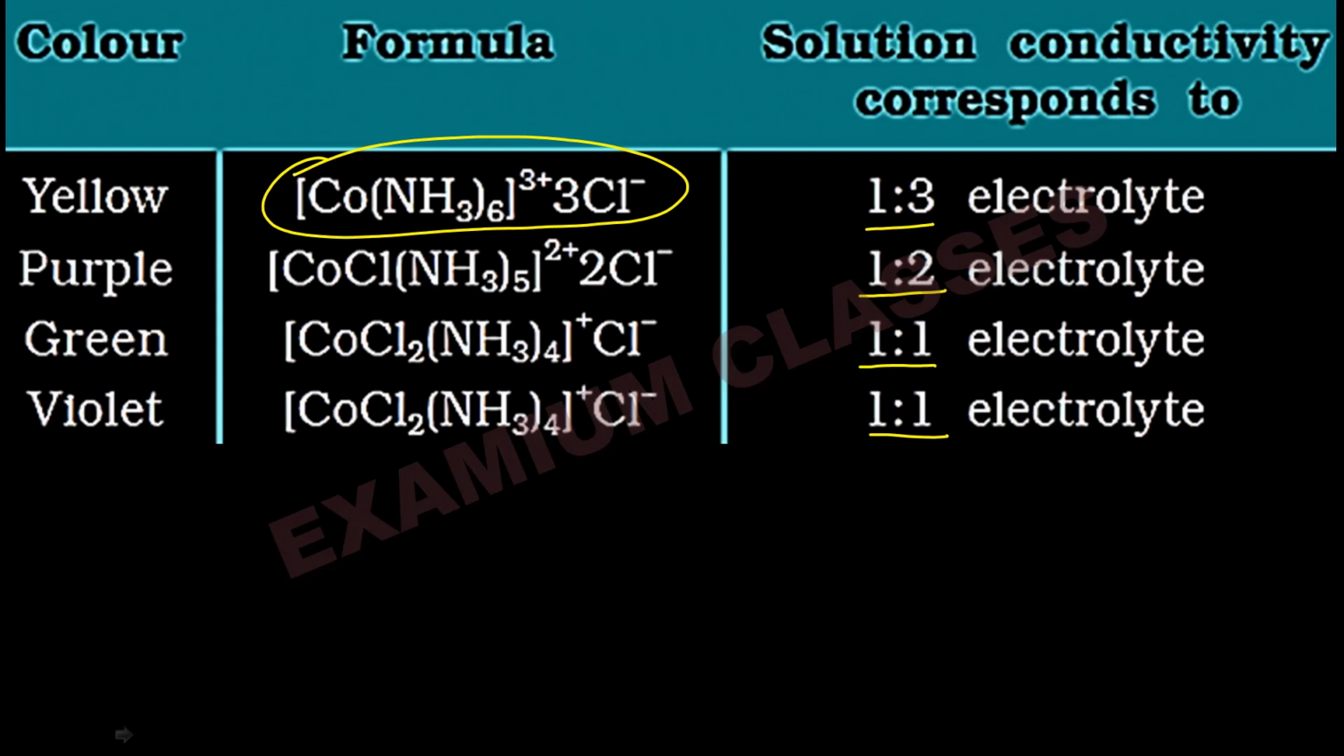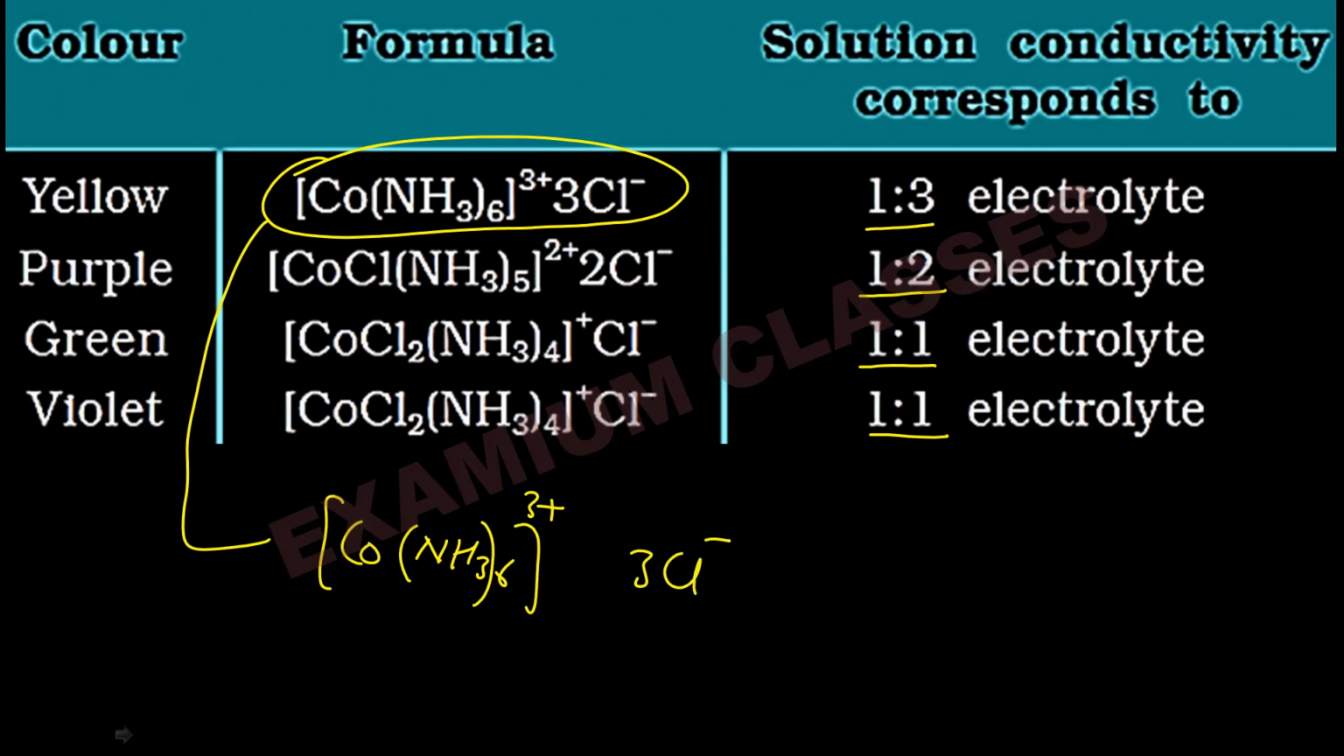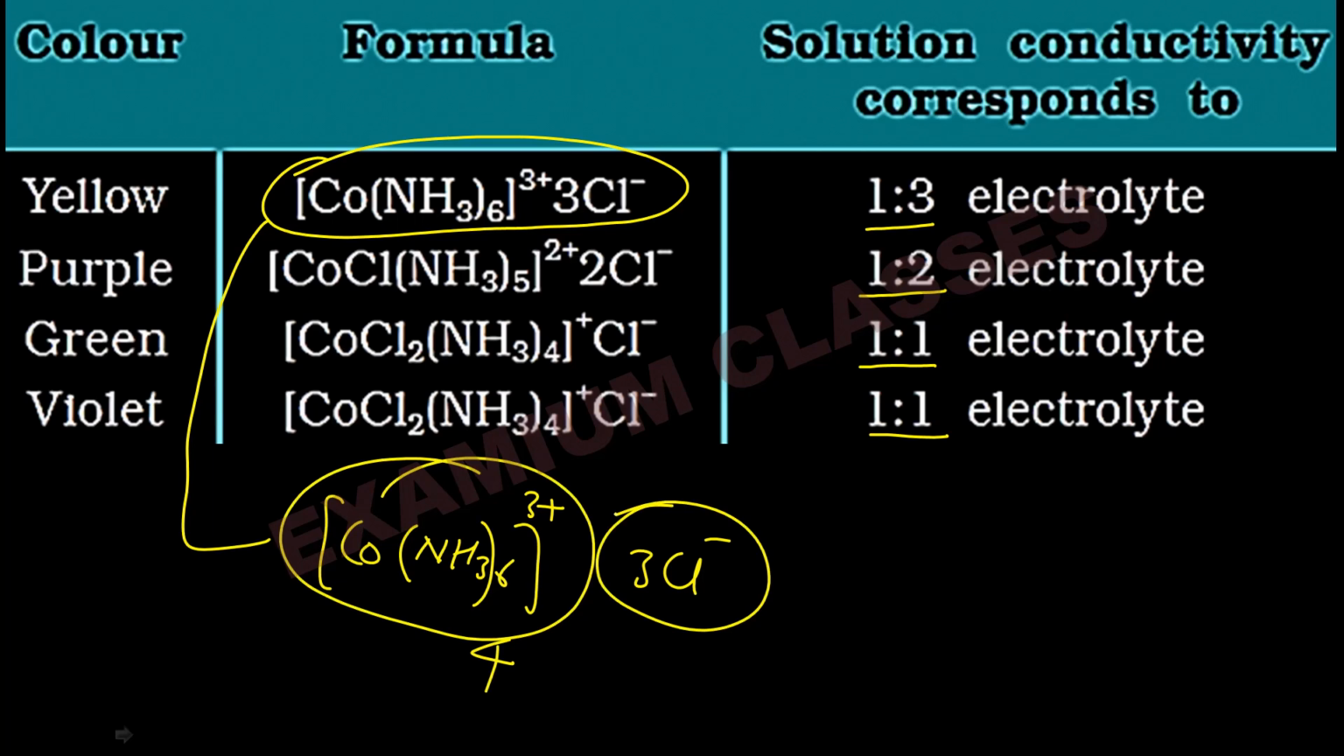Remember, this is not telling you the total number of ions, because that is also a separate question which is asked. On ionization, I am considering this part. On ionization, you will get Co(NH3)6 as a cation, and you will get 3 Cl minus as anions, because in this case the primary valence is 3. So the total number of ions will be 4: this cation and these 3 anions. But the ratio is not about that.